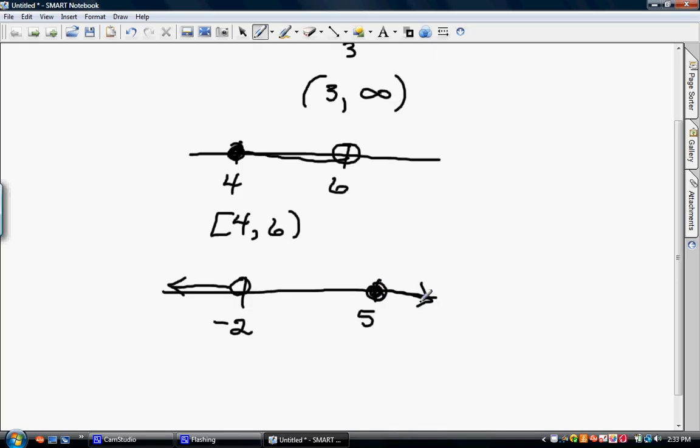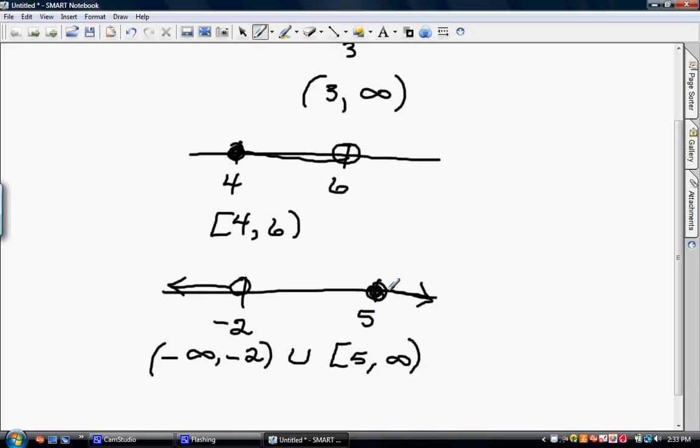It has a hole. So in this problem, we would have interval notation that would start at negative infinity, -2, with a parenthesis around the -2 because it's the open circle, union, that's the hole, 5 with a bracket, to infinity. The 5 has the bracket because it has the closed circle.